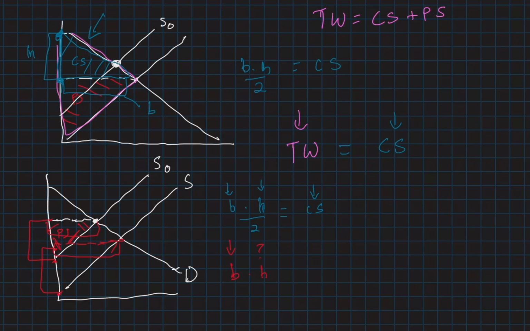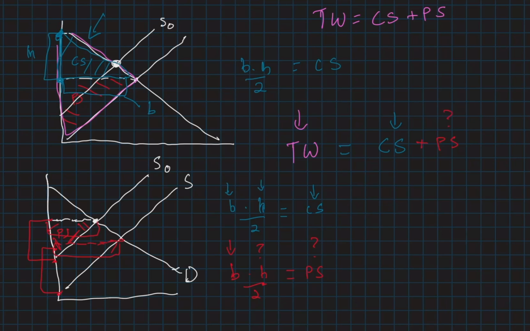The height's ambiguous. So if we did base times height divided by 2, that is producer surplus. Producer surplus is actually ambiguous in this case. Even though it looks like it's getting smaller, it's ambiguous because your height is ambiguous. So in this case, producer surplus is ambiguous.